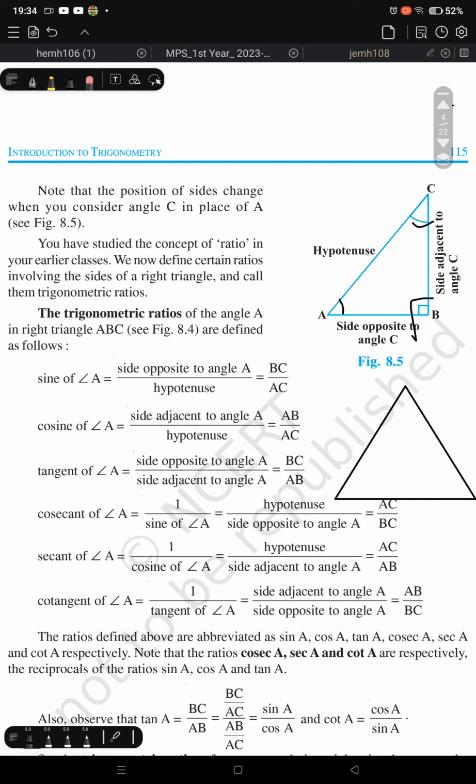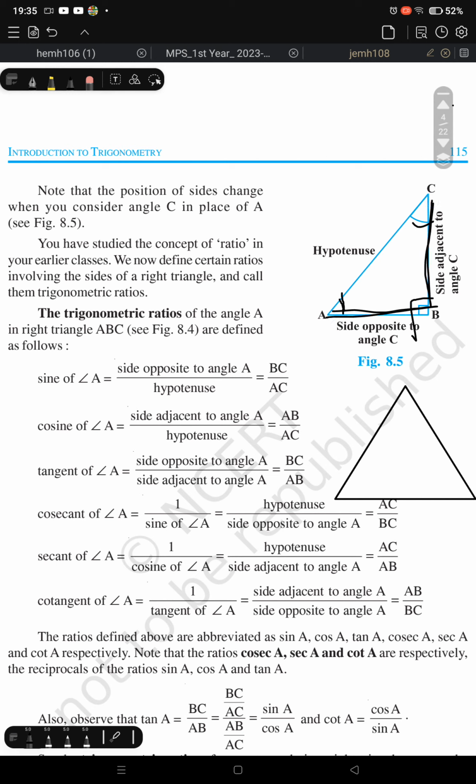If you want to consider C, then the side changes. If we consider A, it will become A. If we consider C, it will become C over here. Okay. So first, if we take the angle A, for this triangle, for the angle A, this CB is the opposite side. Okay, but the adjacent side for this is AB. This is the adjacent side, and this is exactly opposite to it.